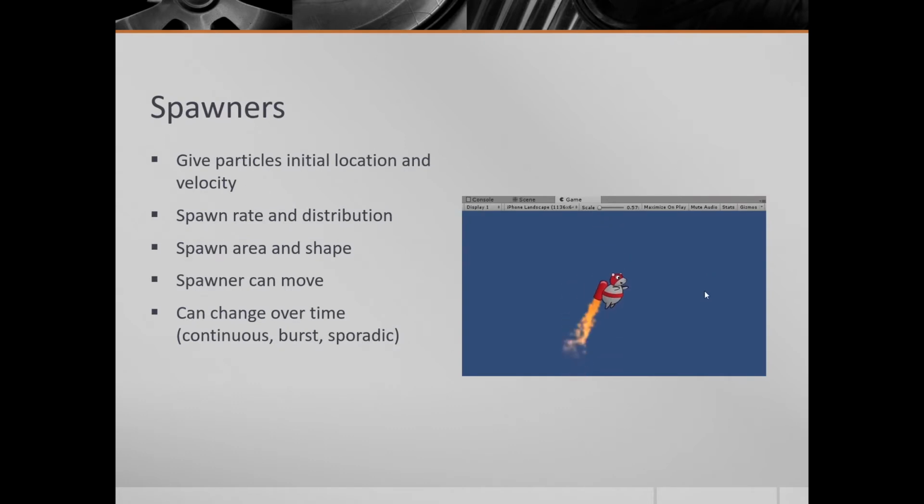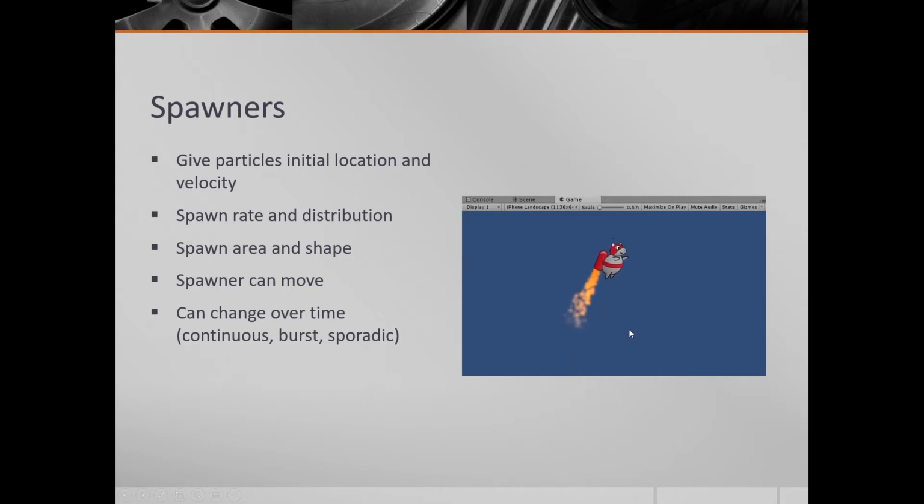So spawners give the particles the initial location and velocity. This picture I've got here of this hippo with a jetpack, the spawner is moving with the hippo, so it's fixed to the inside or to the bottom of this jetpack over here. And it can have a spawn area and a shape. The spawner is moving. As I said, it can change over time.